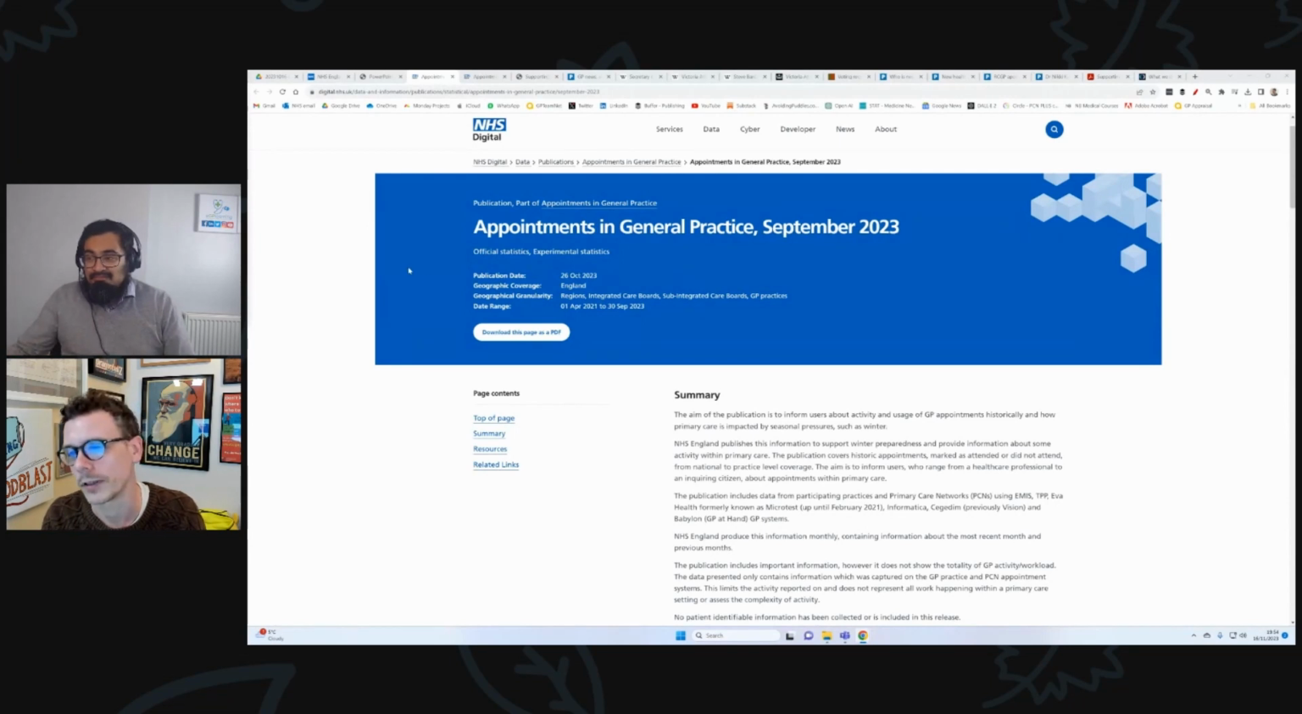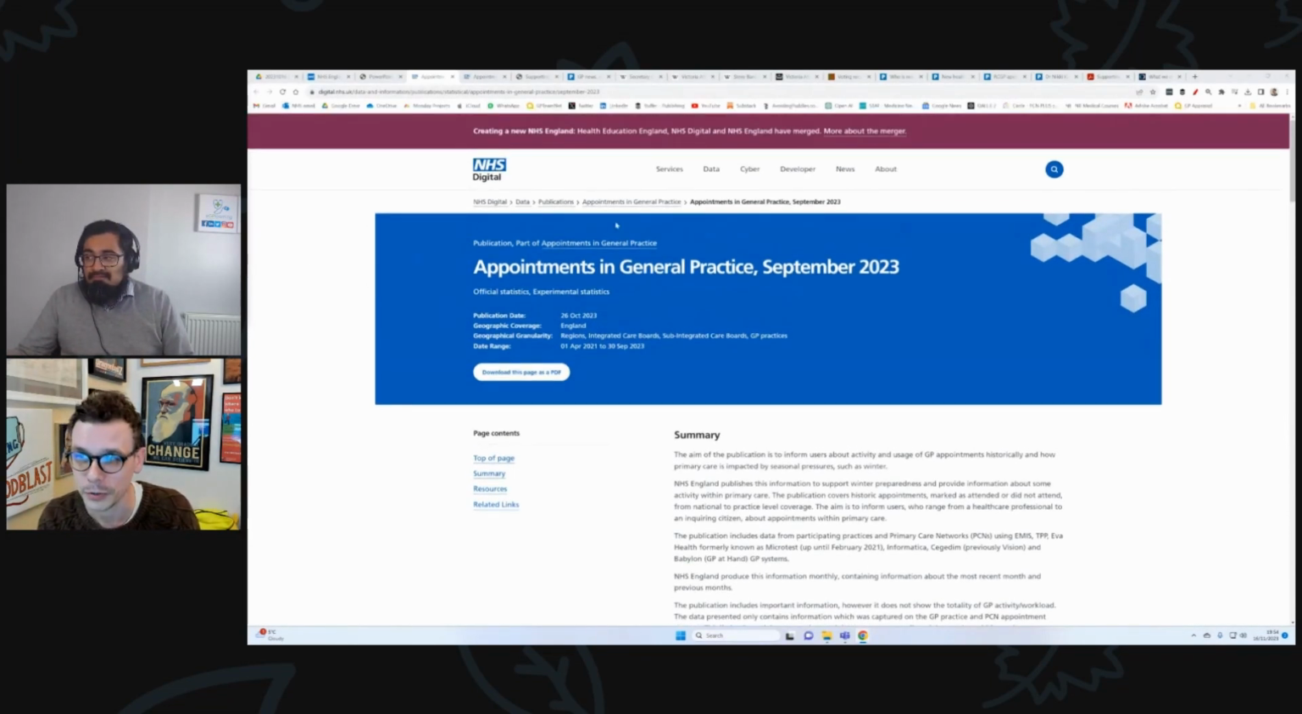Obviously, this data is shared and used nationally by the media, by everyone. If the data's not right, do they need to stop? Yeah, and it might be worth showing an example of how the data is used and where you find it. So on NHS Digital's website, you can go on, or you can just search on Google, appointments in general practice, and give a month.